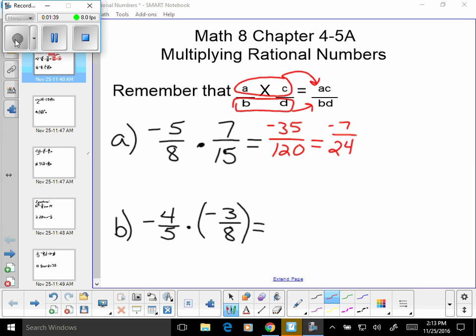If you recall, in the past, we have taught you that there is a little bit of a shortcut to that. If we start with our negative 5 eighths times 7 over 15, we look for what we call diagonal reducing. We look to see if I can reduce 5 and 15, and I can. I can reduce it by 5. Negative 5 divided by 5 is negative 1, and 15 divided by 5 is 3. Then I look at the 7 and the 8. No, I cannot do any type of reduction there. Now I'm down to negative 1 times 7, which is negative 7, and 8 times 3, which is 24.